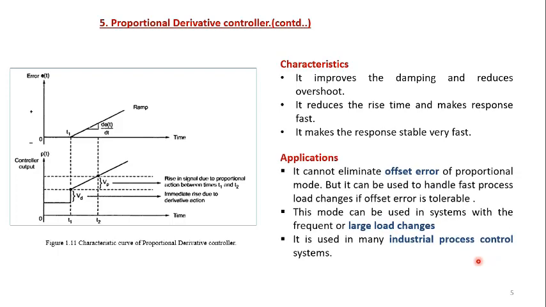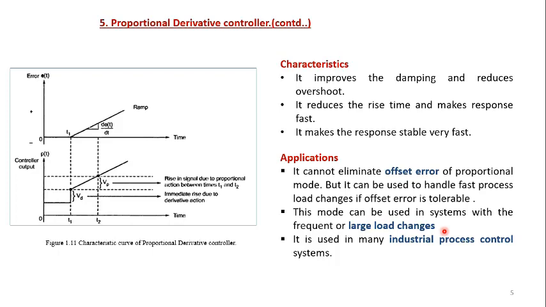Application wise, the PD controller cannot eliminate offset error because of the proportional mode. As the proportional mode is intact with the derivative controller, the PD controller is going to have a certain offset, but it can be used to handle fast response load changes. Wherever there are large load changes, we can use this type of controller.